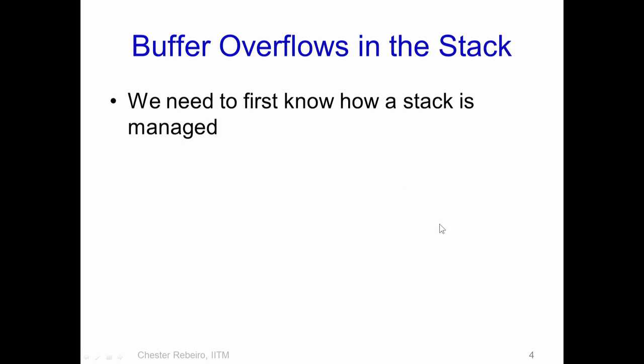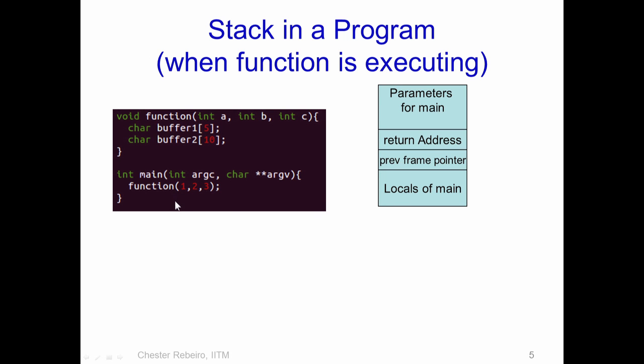In order to understand how buffer overflows work in the stack, we first need to know how a stack is managed. So, let us see how the user stack of a process is managed. Let us take this very simple example which has two functions, the main, and in this main function we invoke another function with parameters 1, 2 and 3, and this function just allocates two buffers, buffer 1 of 5 bytes and buffer 2 of 10 bytes.